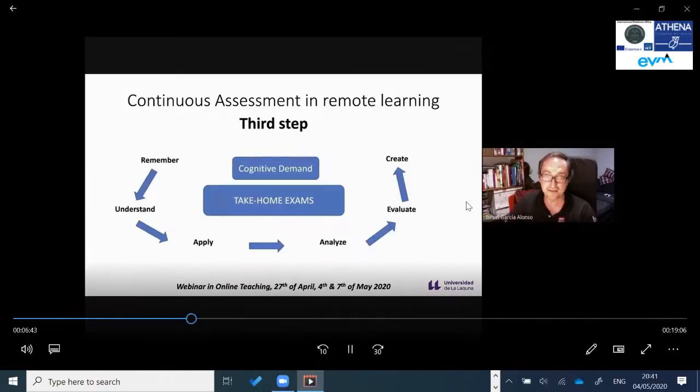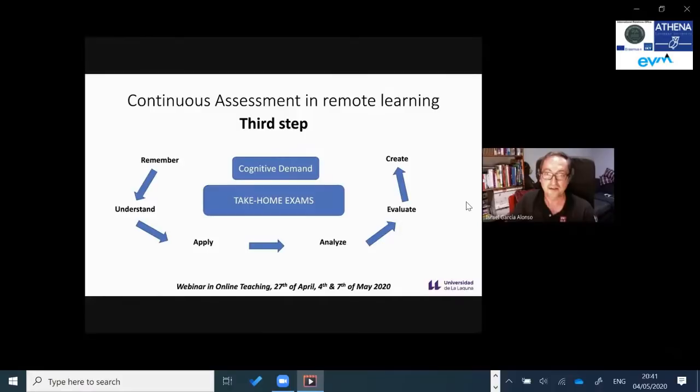And the third step is to think about the cognitive demand that we want them to face along the exam. Because it's not the same if we want them to remember something or if we want them to understand, apply, analyze, evaluate, or create. All these verbs come from Bloom's taxonomy and give us a model of exam. When we think about these verbs, we can adapt the question we are going to introduce in the task.